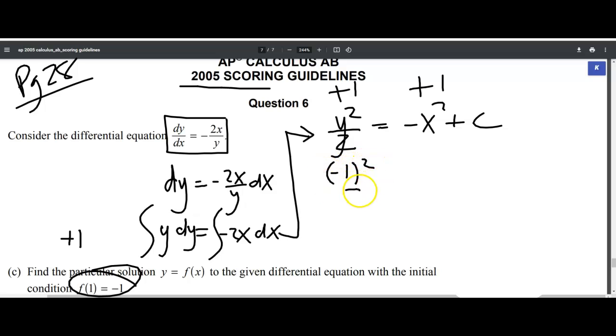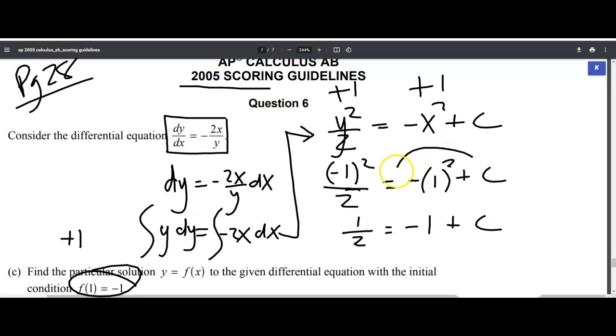And from there, we can solve for c. Now you got to be careful here. When you square this, you're not squaring the negative. The negative's still there. So that's really a negative 1.